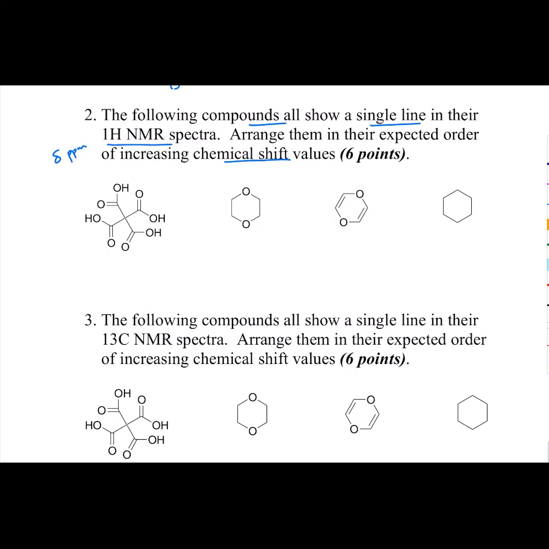Now, if you look at the first structure, there is no carbon in this, there's no proton at that position, no proton. So the only protons we have are the carboxylic acid protons. And carboxylic acid protons, the chemical shift for that is about 12, I would say 12 to 14 parts per million.